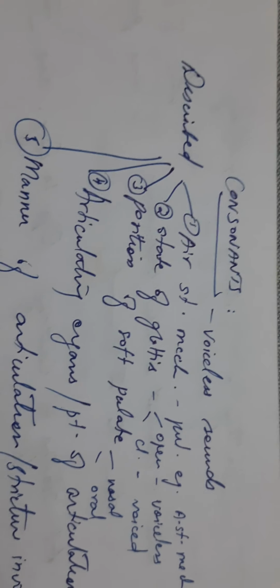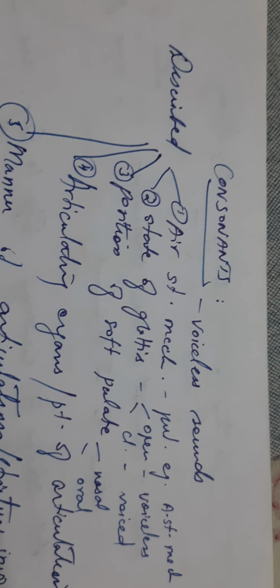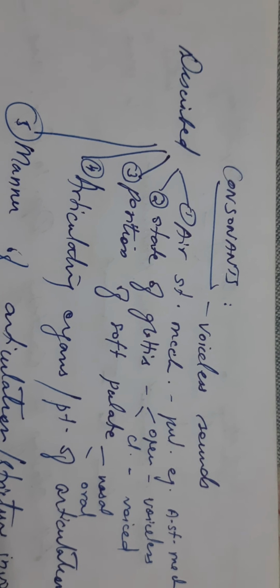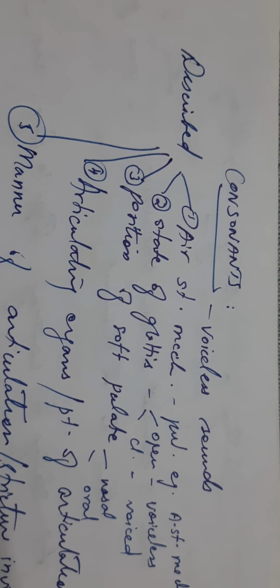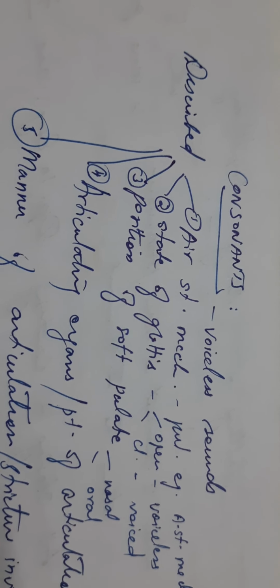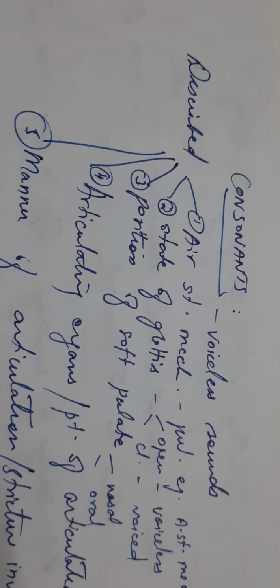Yesterday we have seen the English vowels, both monophthongs and diphthongs. Today we will go on to the consonant sounds. When we are talking about consonant sounds, they are voiceless sounds. When I introduced you to vowels, they are called voiced sounds.